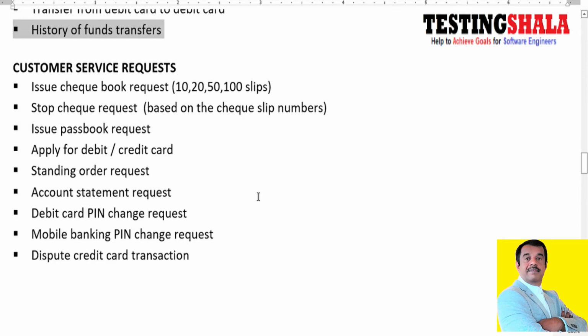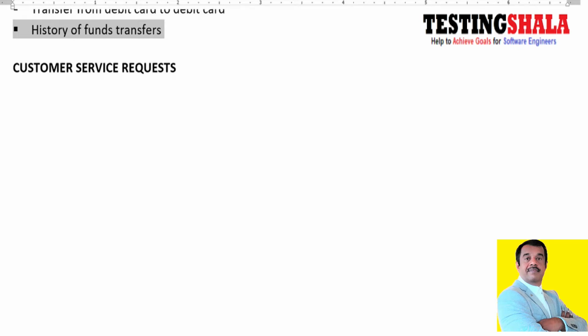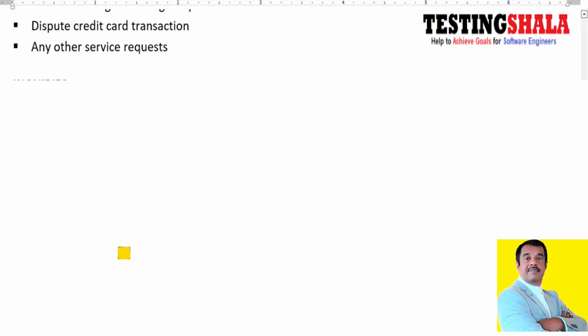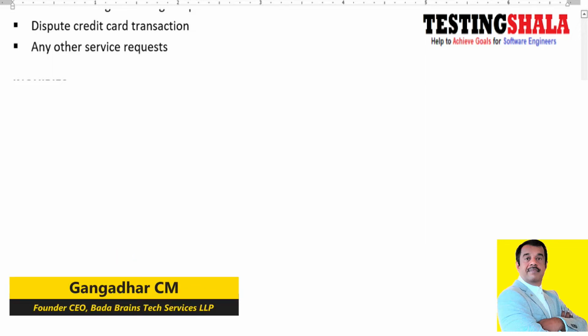Also, I should be able to raise a request or a grievance for a credit card transaction and any other service request. These are certain examples. Similarly, based on a particular bank, there might be various additional service requests. These are at least the core functional service requests which we can raise in any basic bank application.